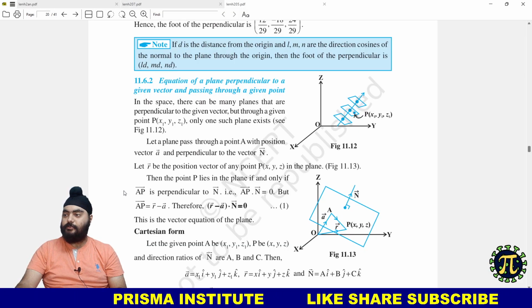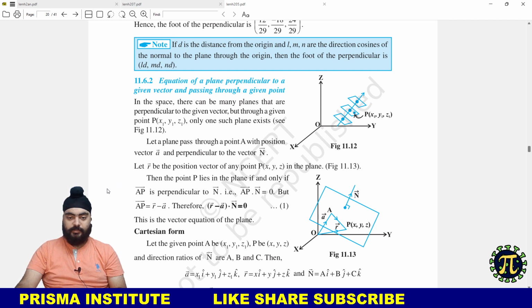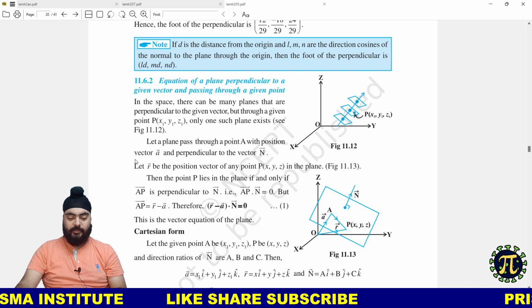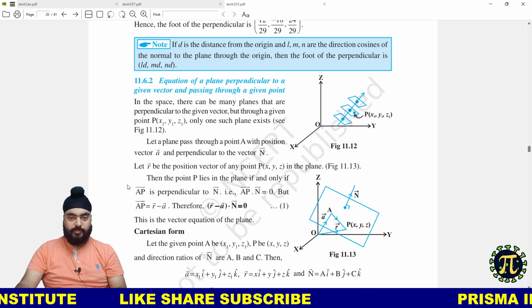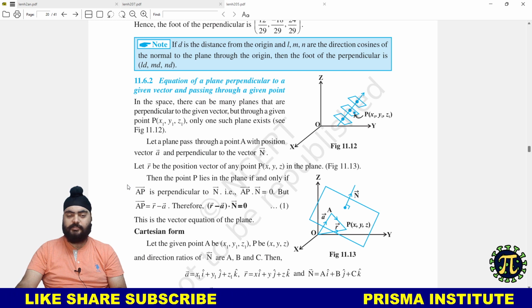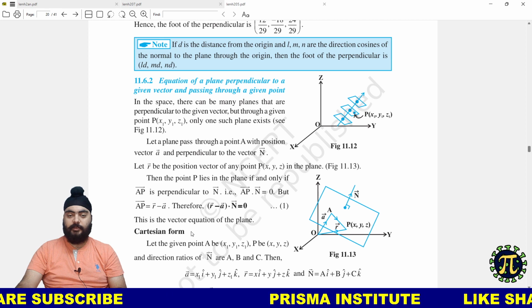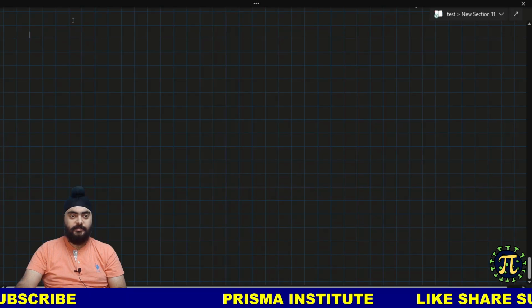So now let's move to our next topic, the equation of the plane, in which you are given a perpendicular to the plane, which need not be a unit vector, and you are also given a point on the plane. So let's insert this.